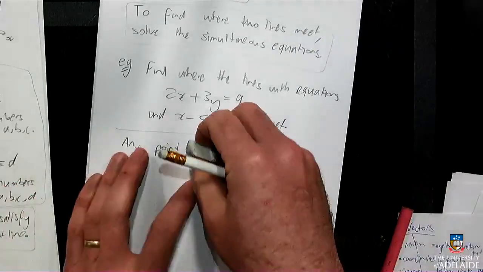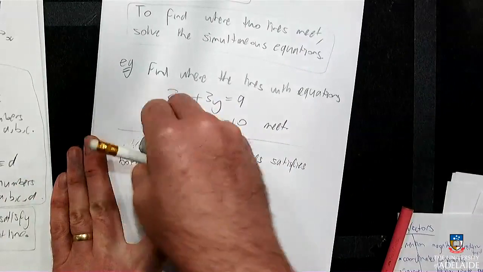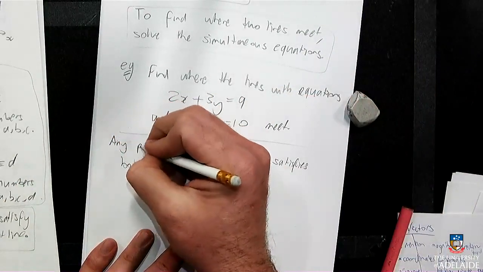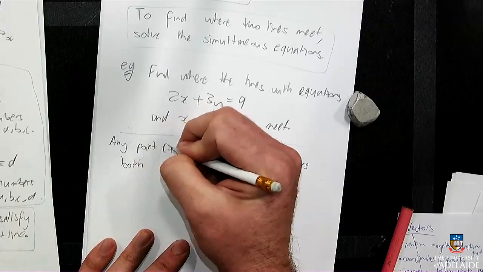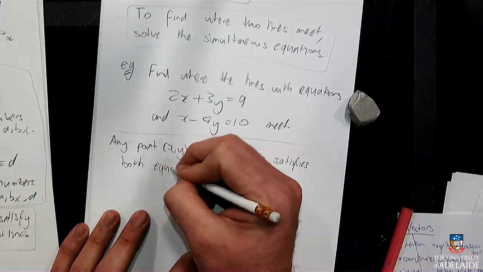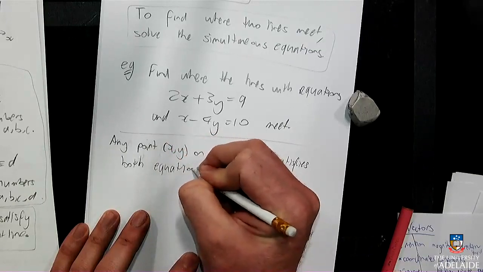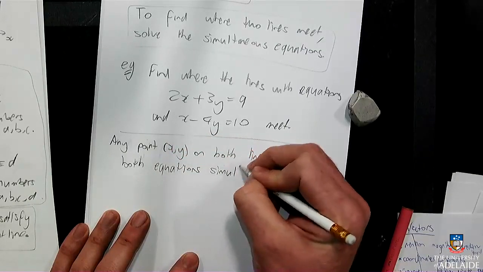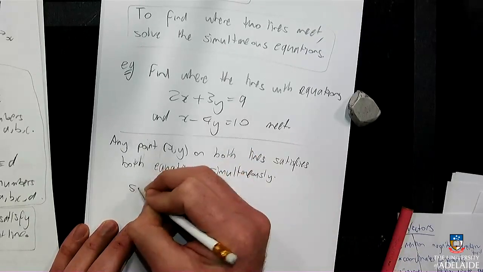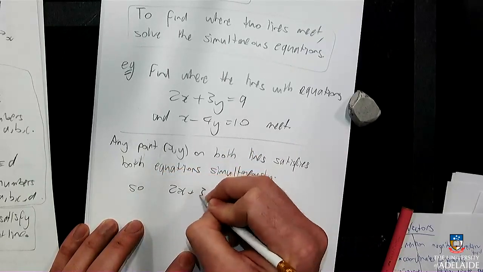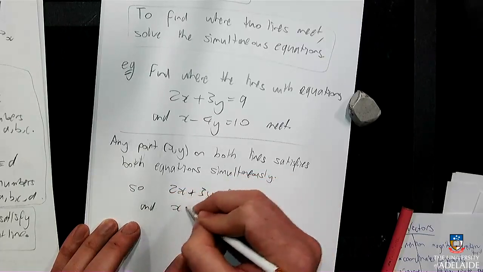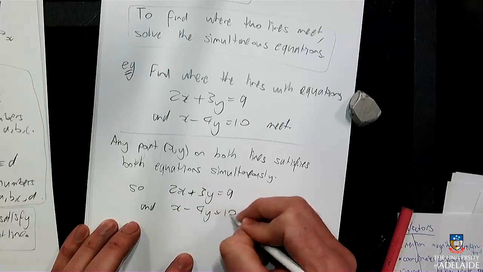And I'm actually going to give the point some coordinates. Any point x, y on both lines satisfies both equations simultaneously. So 2x plus 3y equals 9 and x minus 4y equals 10.